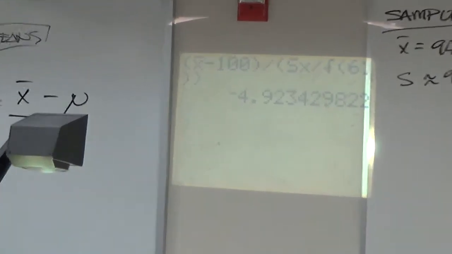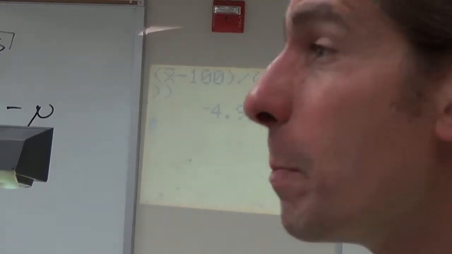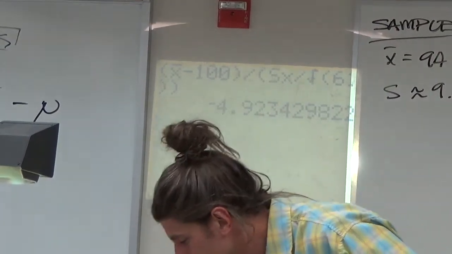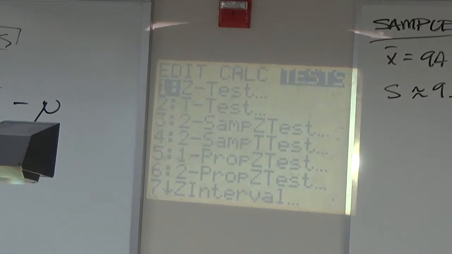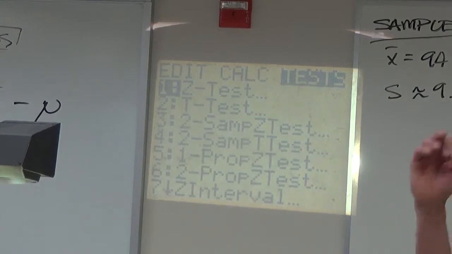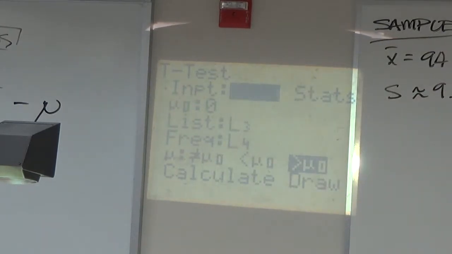All right, you ready? Let's play. So we need a new menu. Let's grab our TIs. Stat tests. Now, up till now, we were using that number 5, the 1 prop Z. We can't use him anymore. If you go to him, you're going to realize that nothing looks correct. So we have to use a t-test. And guess what? He's number 2 right there at the very top. T-test.